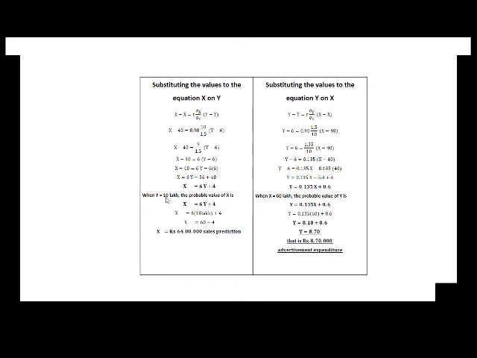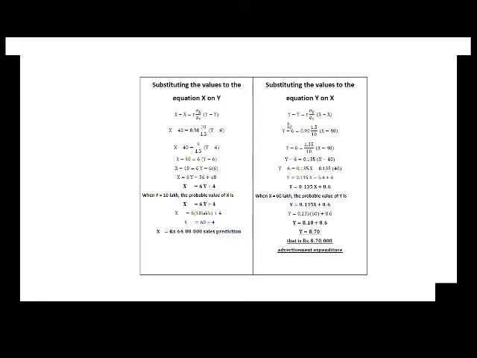When y is equal to 10 lakh, that means the advertisement is 10 lakh, the probable value of x, that means sales, should be found with the help of the regression equation. X is equal to 6y plus 4, x is equal to 6 into 10 plus 4, x is equal to 60 plus 4, so 64. The figures are given in lakhs, therefore the sales prediction is 64 lakhs.